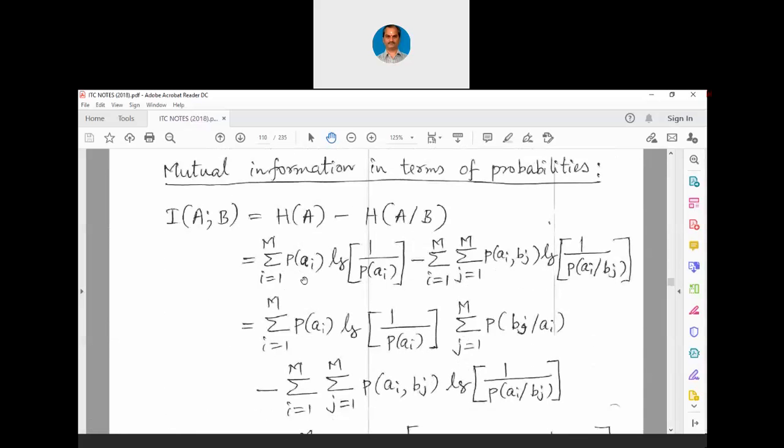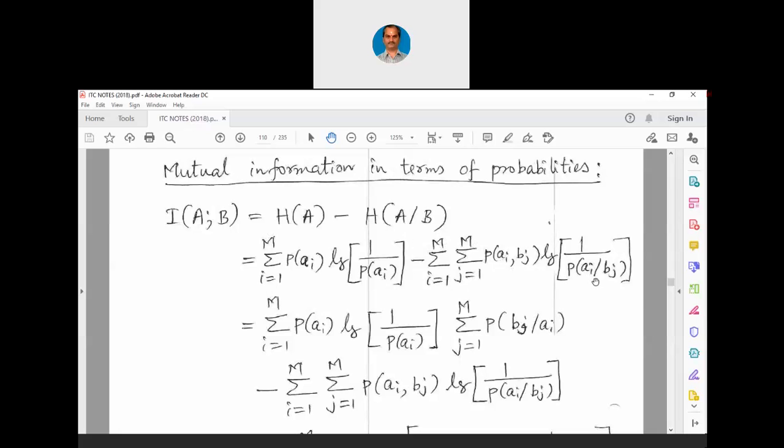Now we will have one more derivation for the mutual information. This is again a mathematical proof of the mutual information. I of a semicolon b equals h of a minus h of a given b by our definition. Now let us substitute for h of a, summation of i equals 1 to m of p of ai into log of 1 over p of ai. That is obvious. Let us substitute for h of a given b, minus summation of i equals 1 to m, summation of j equals 1 to m, p of ai comma bj, log of 1 over p of ai given bj.